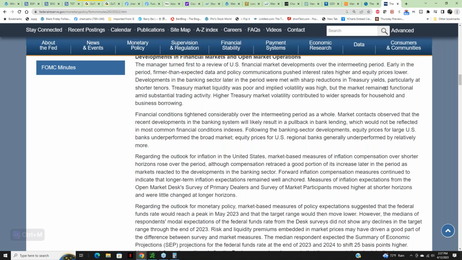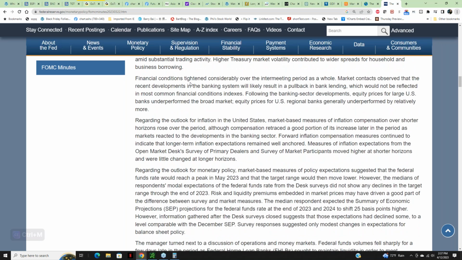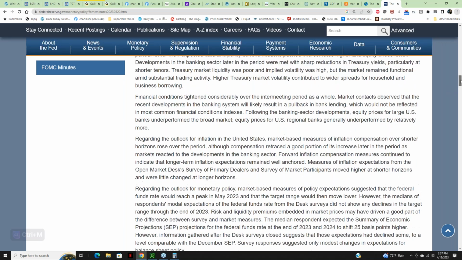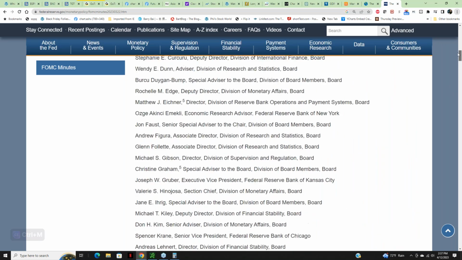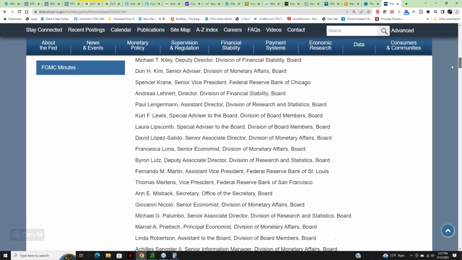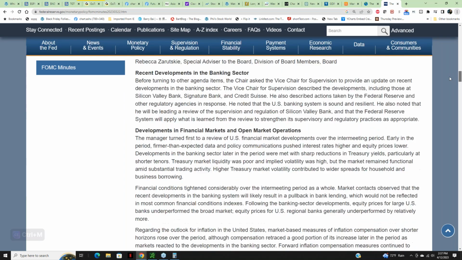The market remained functional amid substantial trading activity, higher Treasury market... Oh, that's actually why we did start buying, because the Fed came out and we were like, oh, it's not so bad. No, I think they came out the day after. Let's see. Nope, it was March 22nd, yeah. So that was the same day we started pulling the trigger ourselves, saying this wasn't so bad.